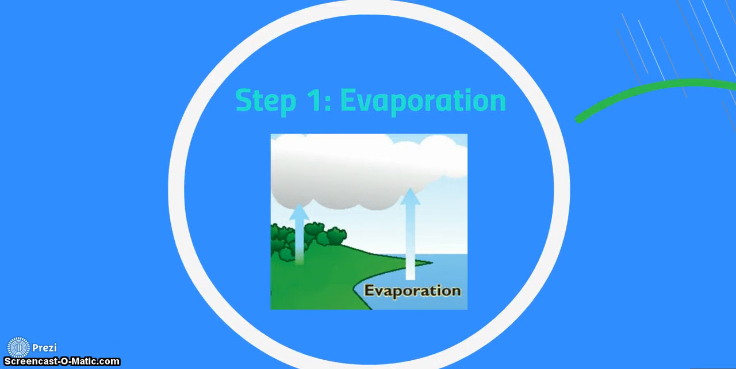Step 1. Evaporation. The water cycle starts with evaporation. This is a process where water on the surface of bodies of water turns into water vapors. Water absorbs heat energy from the sun and turns into vapors. Bodies of water like the oceans or even rivers are the main source of evaporation.